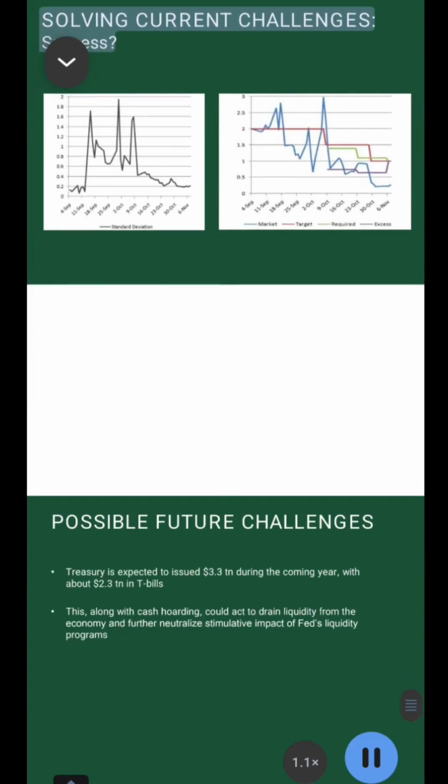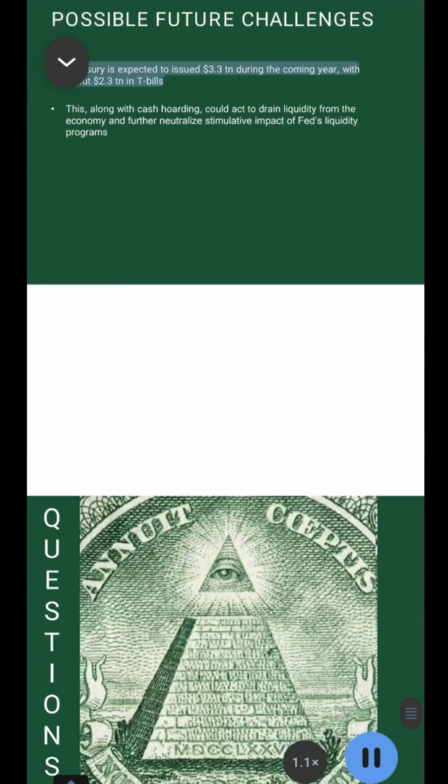Solving current challenges: success. Possible future challenges: the Treasury is expected to issue $3.3 trillion during the coming year, with about $2.3 trillion in T-bills. This, along with cash hoarding, could act to drain liquidity from the economy and further neutralize the stimulative impact of the Fed's liquidity programs.